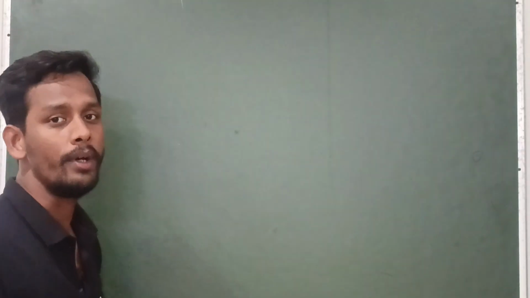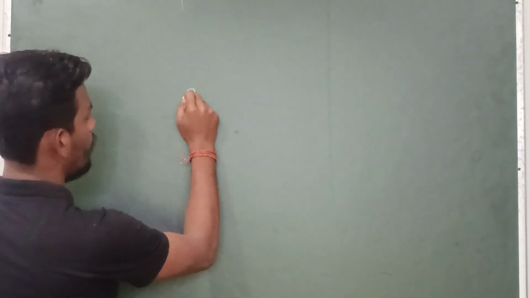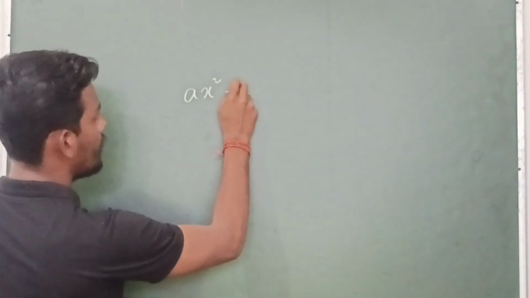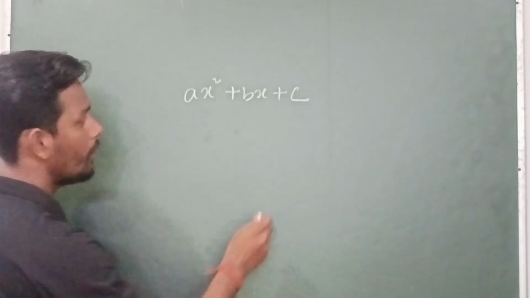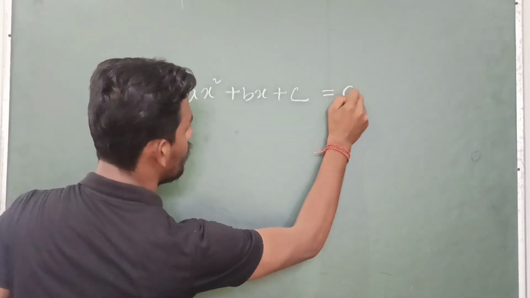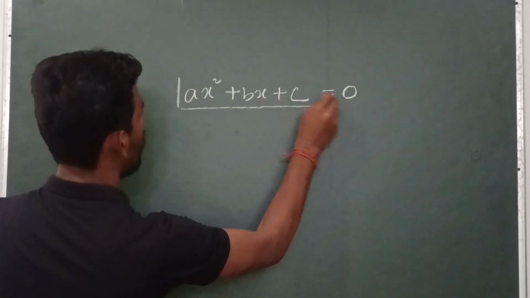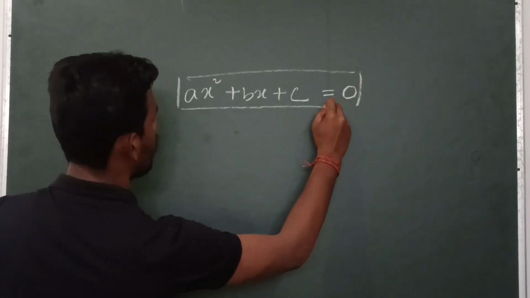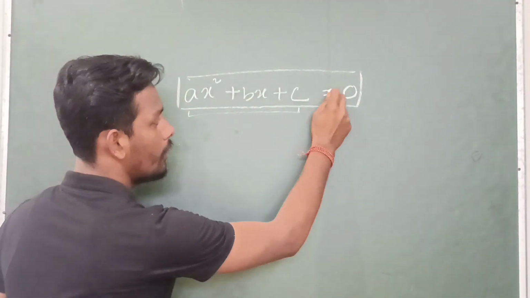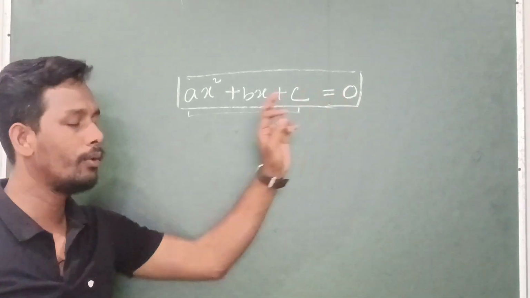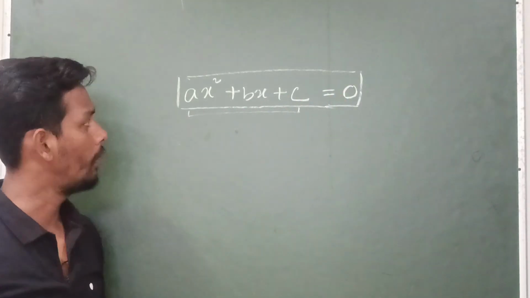Hello students. In the last class we discussed polynomials, about quadratic polynomial. Now, what is an equation? This is a quadratic polynomial. Now if the polynomial is equal to something, say equal to 0, this is the standard form of a quadratic equation. Up to this it is a polynomial, but if it is equal to 0, then it is a quadratic equation. What is the condition?